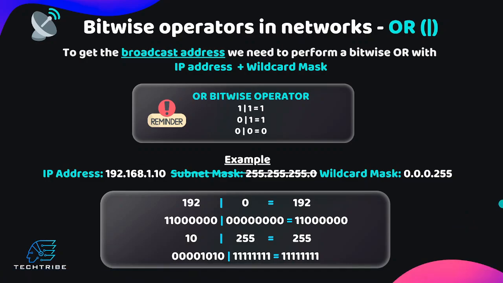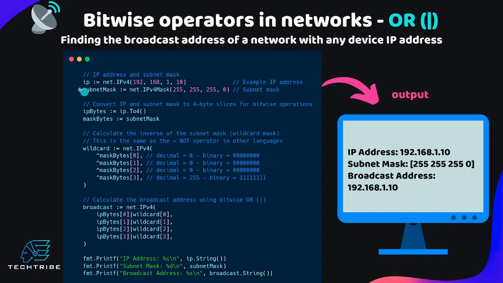So how can we calculate the broadcast address in Go code? Let's see that. This process is just like before. We are making an IPv4 address here. Then we are making an IPv4 subnet mask, and we are converting the IP and the subnet mask to 4-byte slices in order to perform bitwise operations. You have this method inside the IP, right? So we get the mask bytes again.